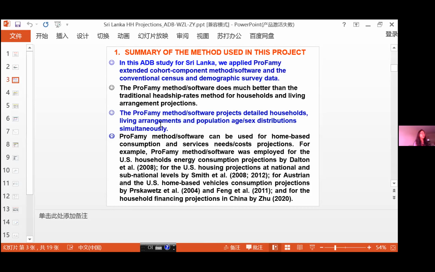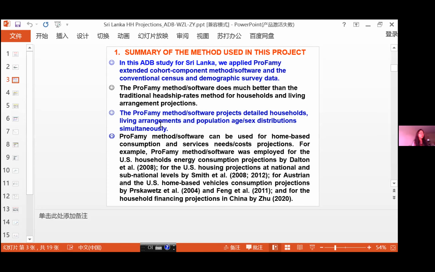In this study for Sri Lanka, we applied the ProFamy extended cohort component method software and the conventional census and demographic service data. There are many methods for household and population projections, and for this study we chose the ProFamy model. It does much better than the traditional headship rate method for household and living arrangement projections. This method can project very detailed household and elderly living arrangements and the population by age and sex distributions simultaneously.